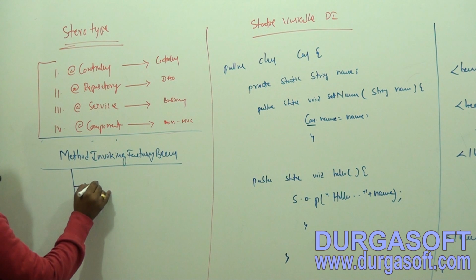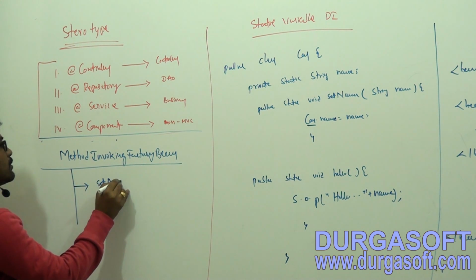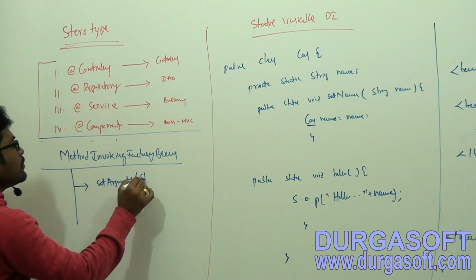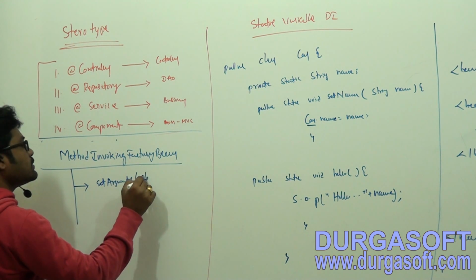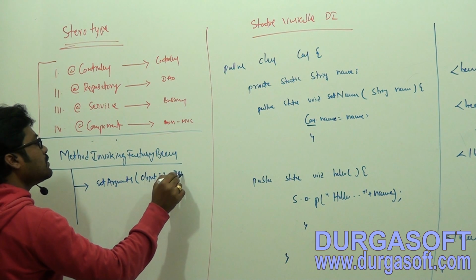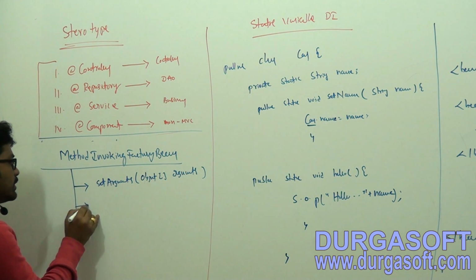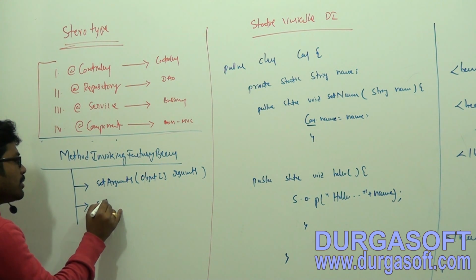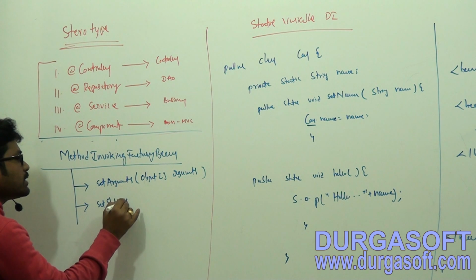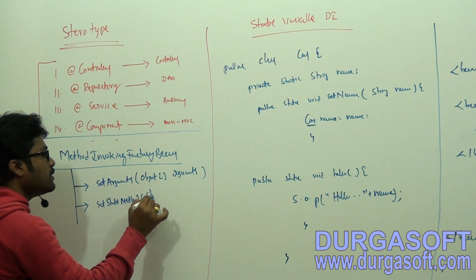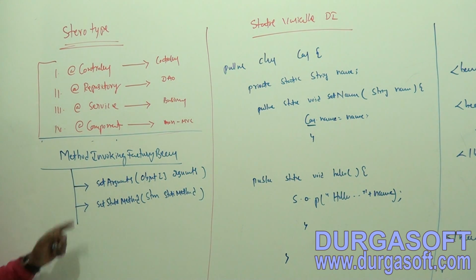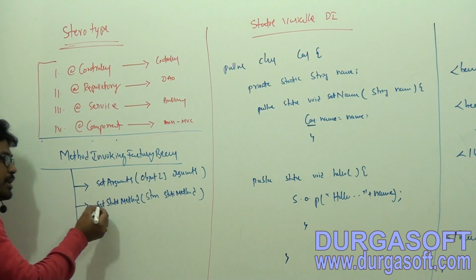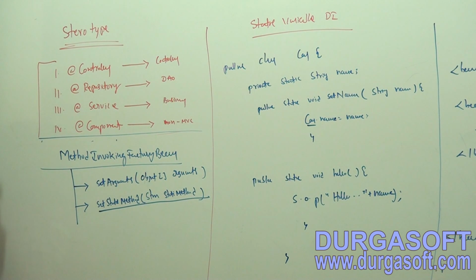The setter methods are set arguments, which takes a string array or object array of arguments, and we have one more method, set static method, which takes the static method name as a string. Here we have two setter methods in this factory bean class. By using one method, you configure your method name. By using the other method, you pass that method's arguments.